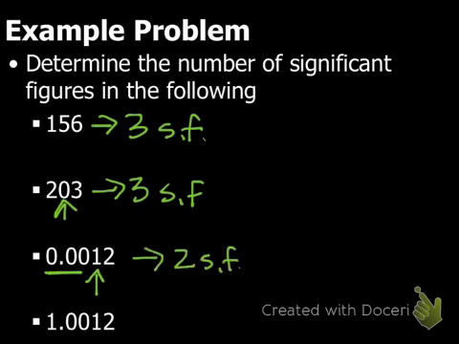And then once we hit that non-zero, everything after it counts. This one down here, we've got captive zeros, so those count, and we start all the way at the beginning, so this one would have 1, 2, 3, 4, 5 sig figs.